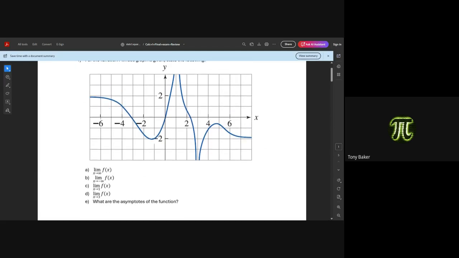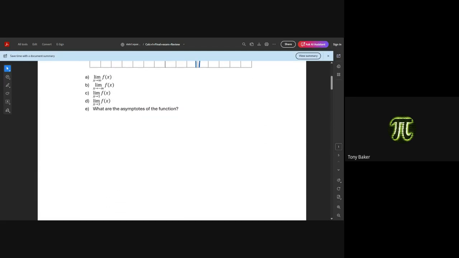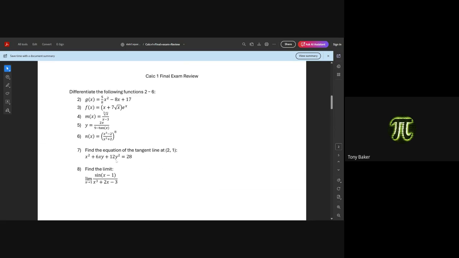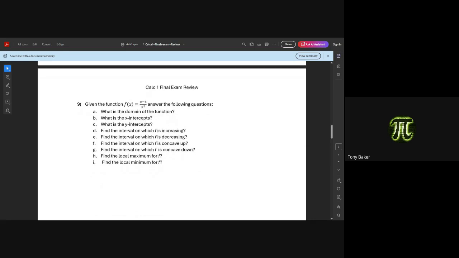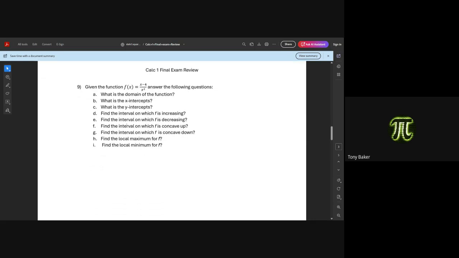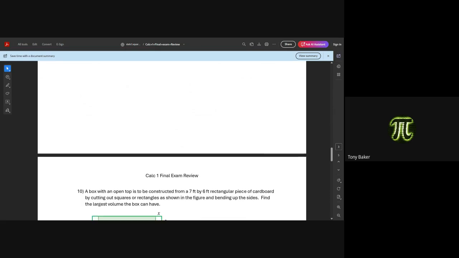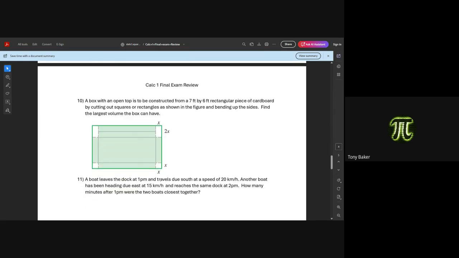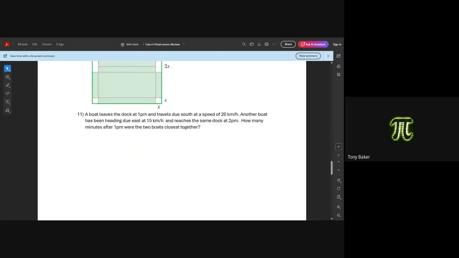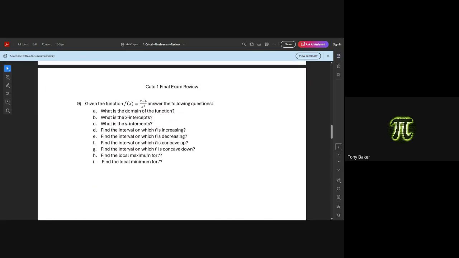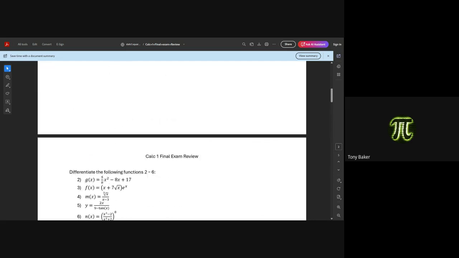So first question, the graph that we did, we'll talk about this on Tuesday. Some differentiation questions, a limit, tangent line. There's your chapter 4 question, find all the different pieces for that function. There's your wonderful word problems. And there's your integration problems. So there's 14 questions on the final, but some of them have multiple parts, so it actually works out to be right around 20.